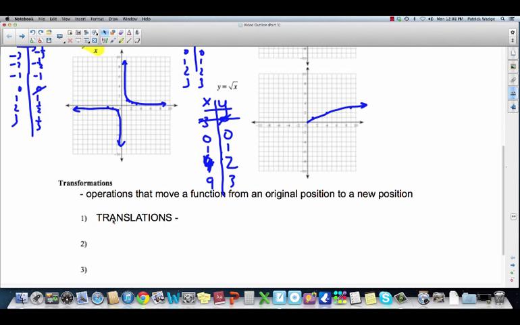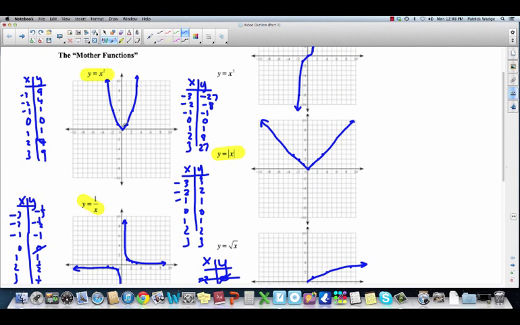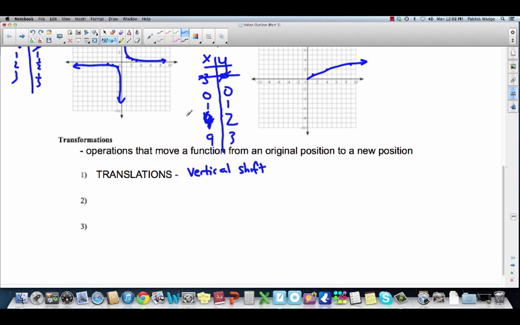We can do a translation, which could be, we did this last year, a vertical shift, meaning moving the graph up or down. We did that last year with our parabolas. Sometimes the vertex wasn't at 0, 0, right? Sometimes our parabola was moved up here, or sometimes the vertex was moved down here. Those are vertical shifts. You could also do, for translations, a horizontal shift, so move to the left or the right. Those are the 2 types of translations we'll be dealing with.